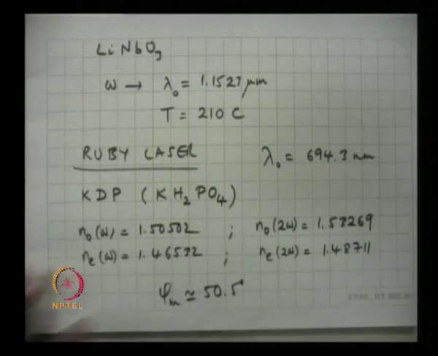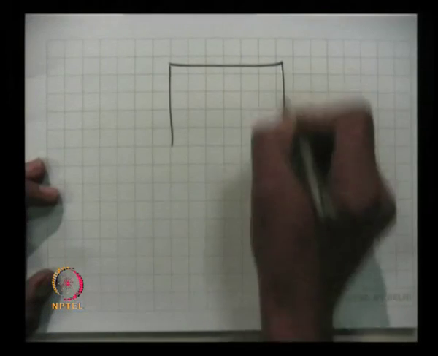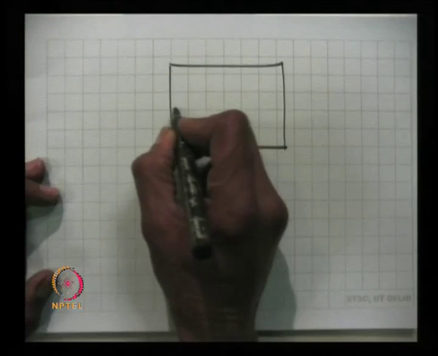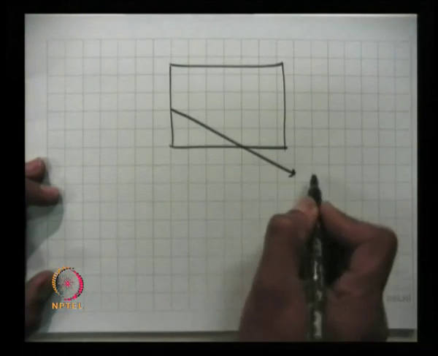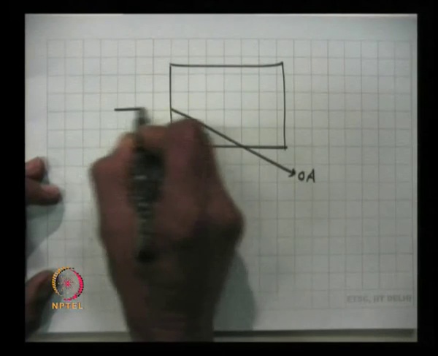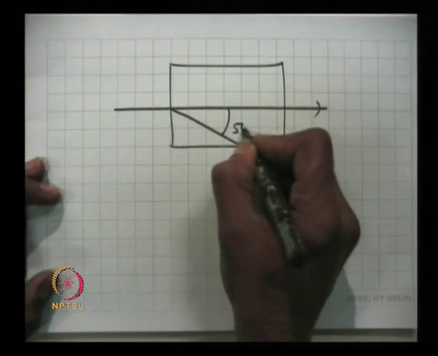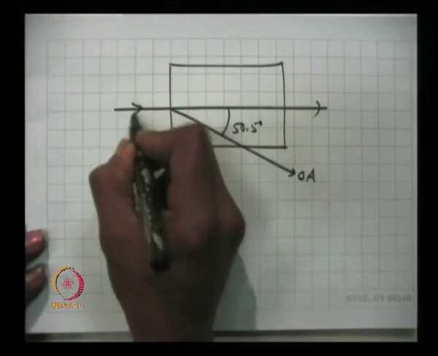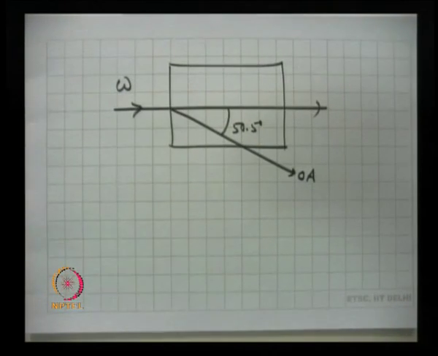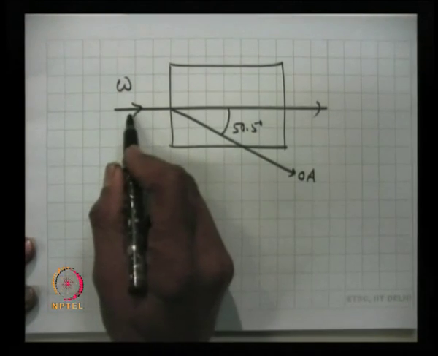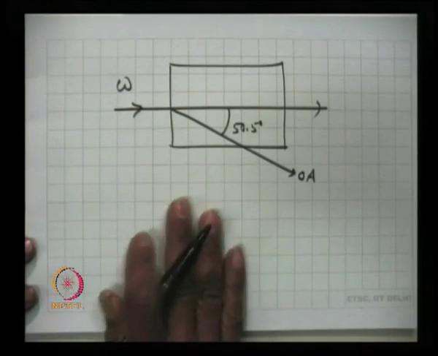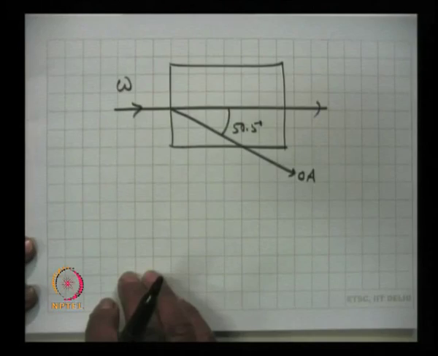So, this is an example of a crystal in which, suppose here is my KDP crystal, suppose the optic axis is like this. So, I propagate making an angle of 50.5 degrees with the optic axis. This is the frequency omega. And okay, tell me what is the polarization of the omega frequency with respect to this diagram? It is in the plane of the diagram or perpendicular to the plane of the diagram?